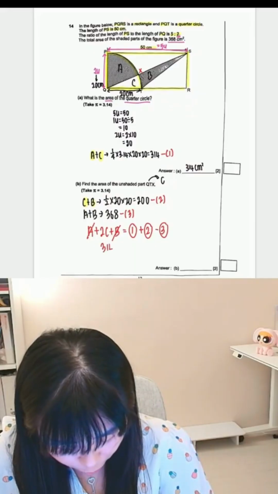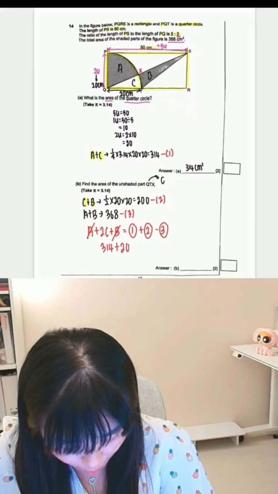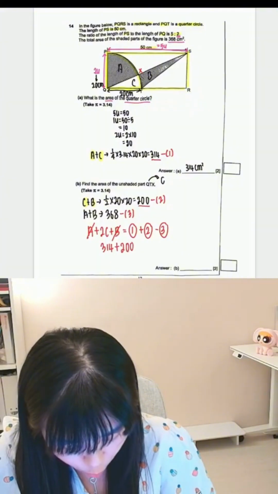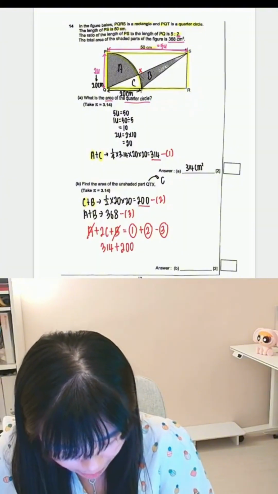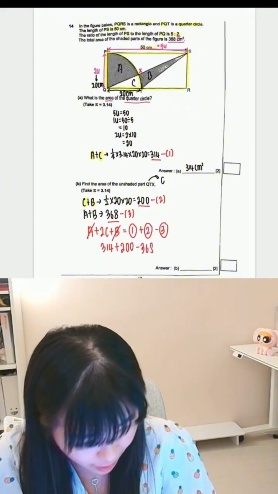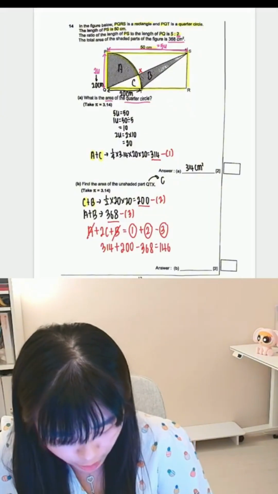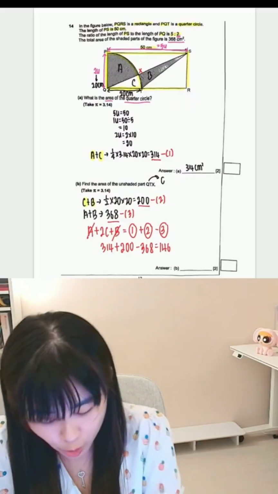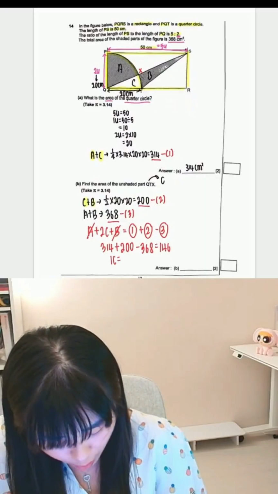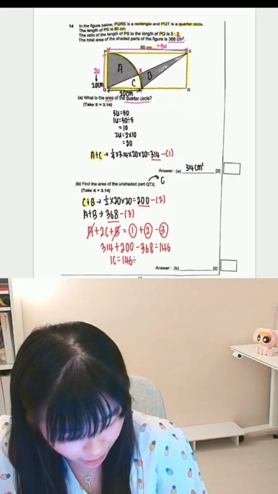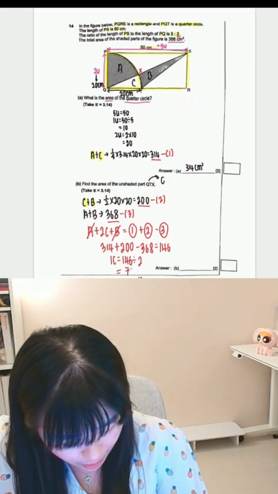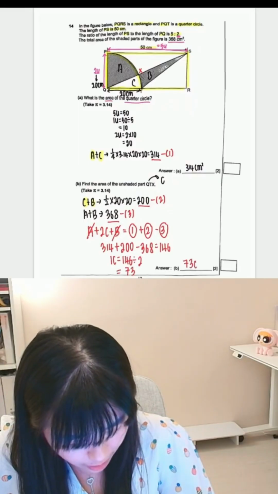So 314 plus 200. Equation 1 is 314. Equation 2 is 200. Now I minus equation 3, which is 368. I will get this 146, which is actually my 2C. And if I just want to find 1C, I just need to take 146 divided by 2. Then I'll get the answer, which is 73 cm squared.